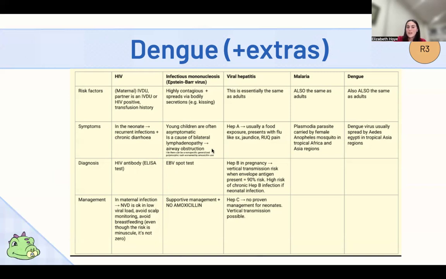So again, like I said, for hepatitis, Hep B in pregnancy, there is a vertical transmission risk, but there's a really high risk if you get it when you're young, especially as a neonate, that it ends up being chronic. And for Hep C, unfortunately, there's sort of no management for neonates really. But for dengue, it's pretty much the same as in adults. So I think you cover that in GP. And I'm sure you know it from the year before as well.